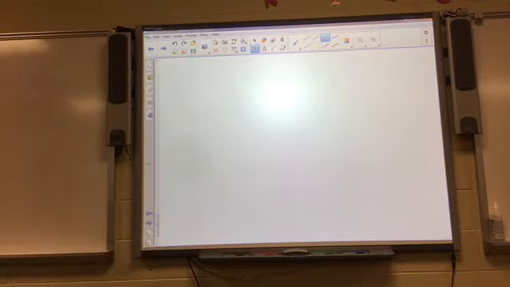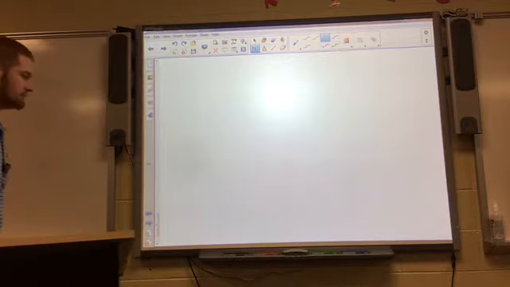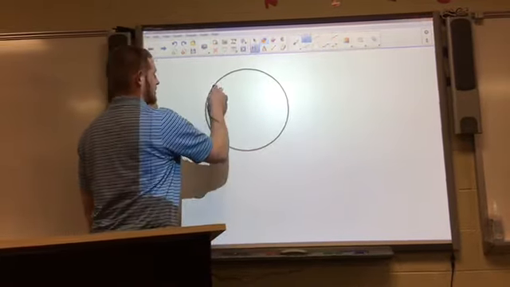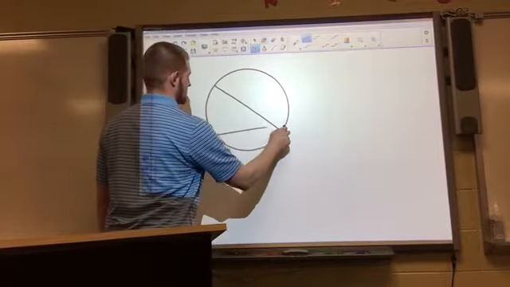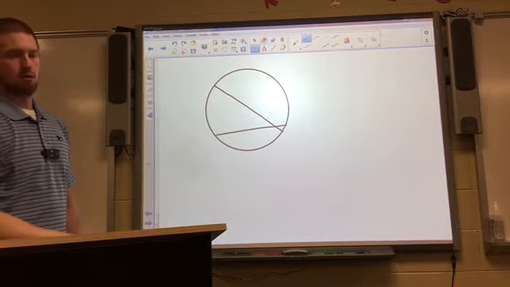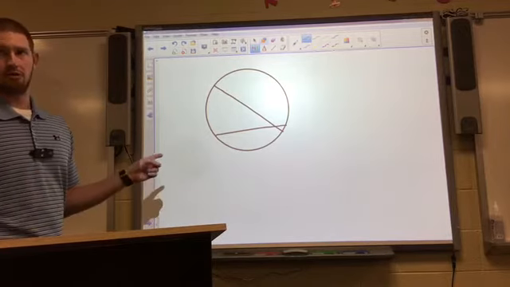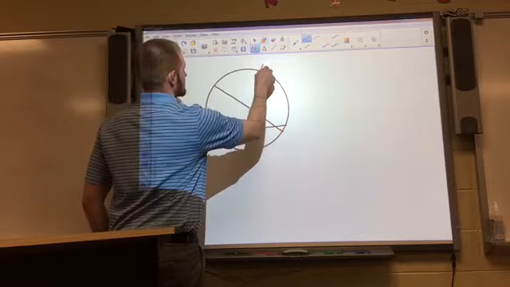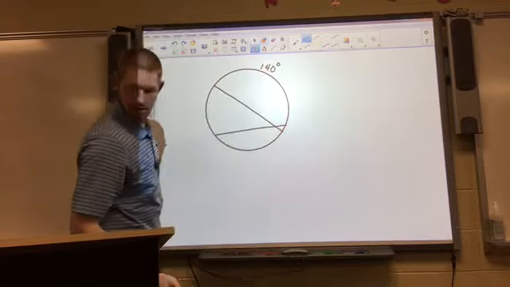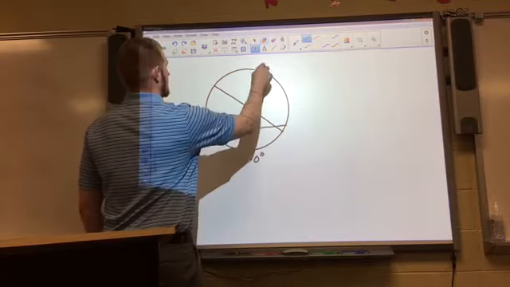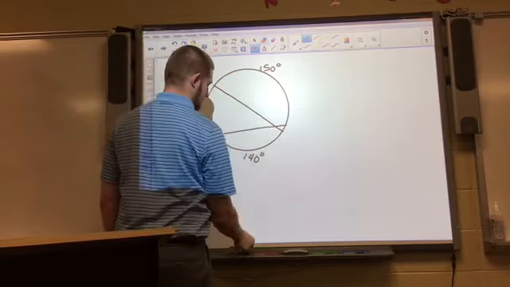So I got 3 examples here for us real quick. First one's going to be pretty short and simple. I have 2 chords intersecting. So that means I'm going to do what? They're intersecting in the circle, so I'm going to add. They tell me this is 140 degrees, and this other one, that's actually going to be backwards, 150 degrees.